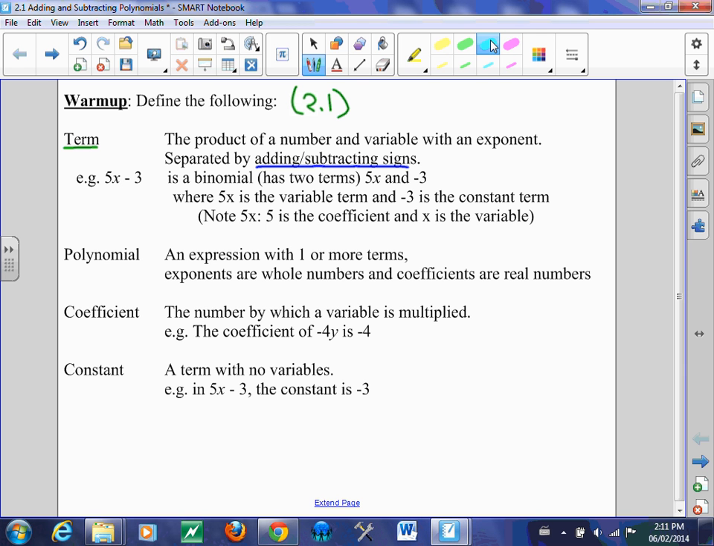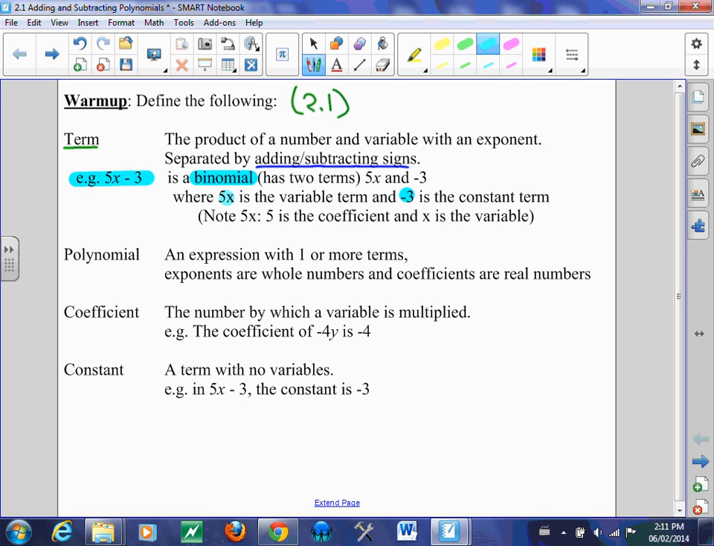Let's go teal. So taking a look at this example, 5x minus 3, we classify it as a binomial. It's a binomial because it has two terms, and the two terms are 5x and negative 3. Those two terms could get broken down, so 5x is the variable term because it has the variable, and negative 3 is the constant term. It stays the same. We could never change negative 3. So that's why it's called the constant term.